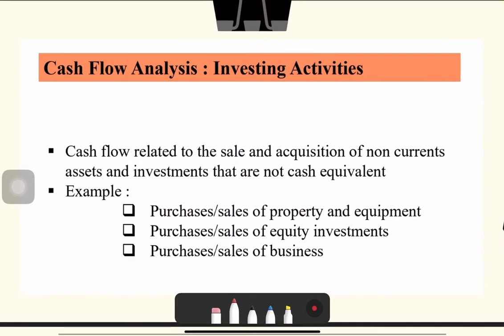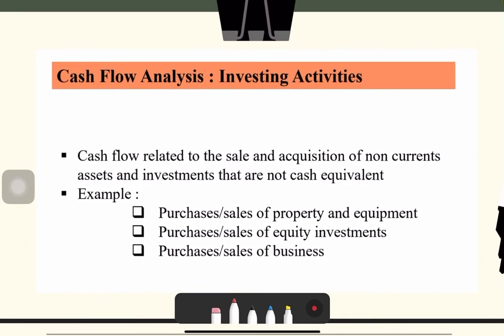Okay, next let's have a look at the cash flow from investing activities. So what are the items to be recorded under investing activities? Cash flow related to the sale and acquisition of the non-current assets and investments. They are not cash equivalents, such as purchases or sales of property and equipment, purchases or sales of equity investment, and purchases or sales of a business.